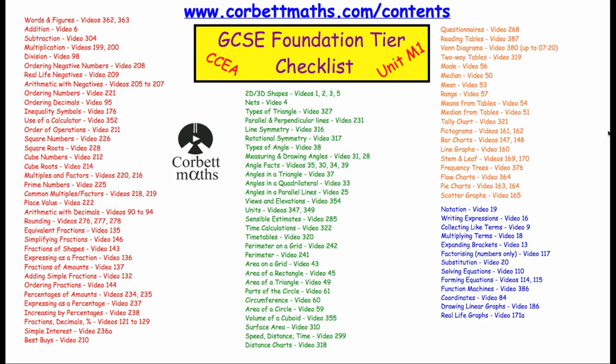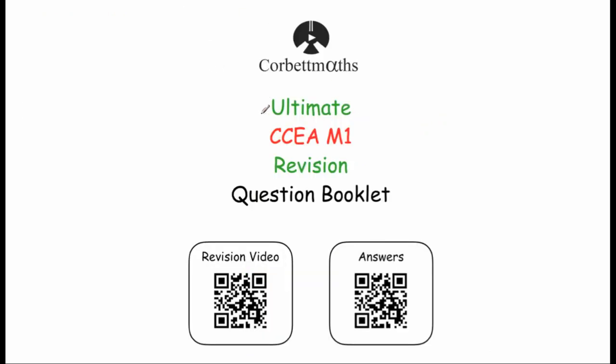Now, as I said, there's an accompanying booklet. I've made the Ultimate CCEA M1 Revision Question Booklet, which has questions on every single topic that we go through. So whenever we do the first topic in this video, there'll be questions on that and so on. And they're all sort of in the same order as this video. The front of the booklet will look something like this. There are QR codes. The QR code here, whenever you scan it on the booklet, will bring you to this video. And whenever you scan the QR code on the right, the answers, it will bring you to the answers. Don't bother scanning these QR codes because they just bring you to corbettmaths.com.